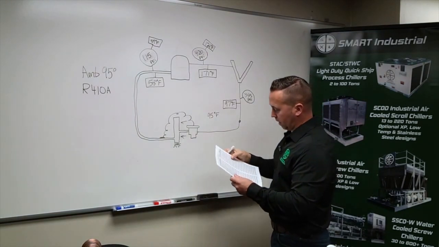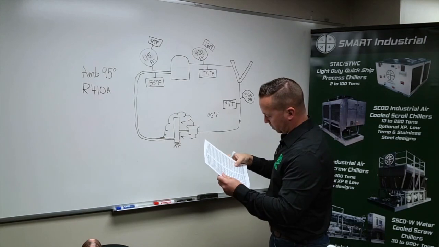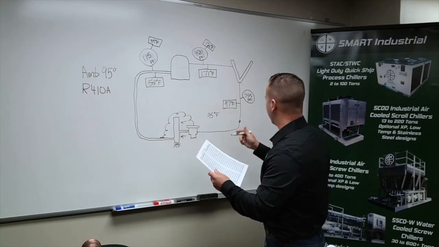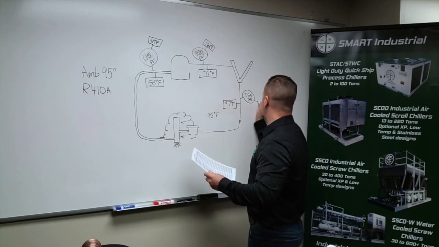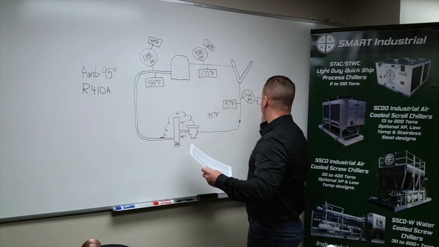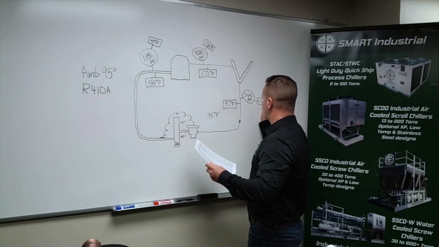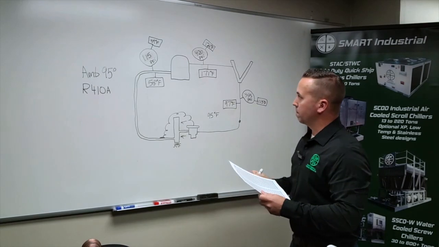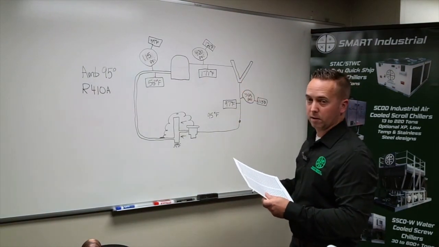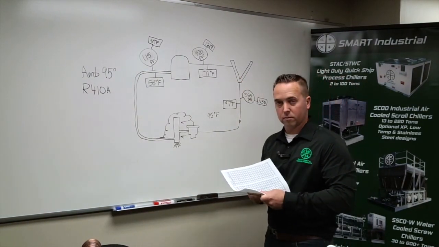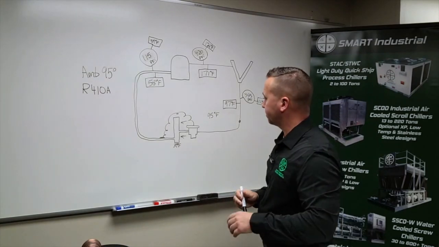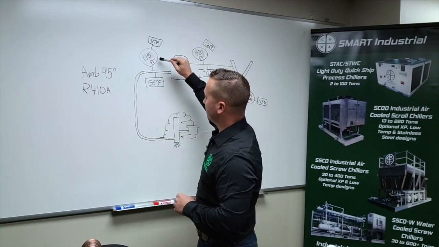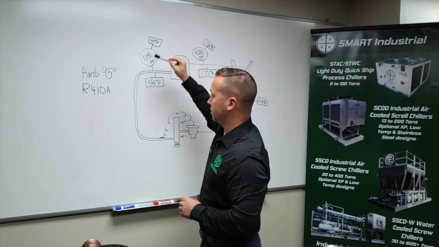At 385 psi on our PT chart, we are around 115 degrees saturated refrigerant temperature. Now, why the difference in temperature versus what we measured on our line? The difference between the suction line temperature and the suction saturated temperature is called superheat.